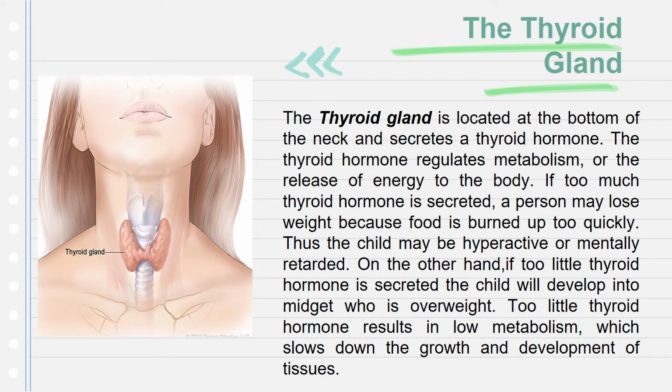The thyroid gland. The thyroid gland is located at the bottom of the neck and secretes a thyroid hormone. The thyroid hormone regulates metabolism or the release of energy to the body. If too much thyroid hormone is secreted, a person may lose weight because food is burned up too quickly. Thus, the child may be hyperactive or mentally retarded. On the other hand, if too little thyroid hormone is secreted, the child will develop into a midget who is overweight. Too little thyroid hormone results in low metabolism, which slows down the growth and development of the tissues.